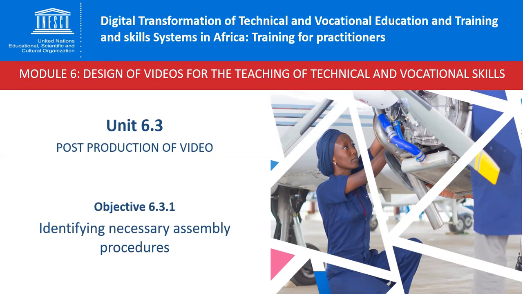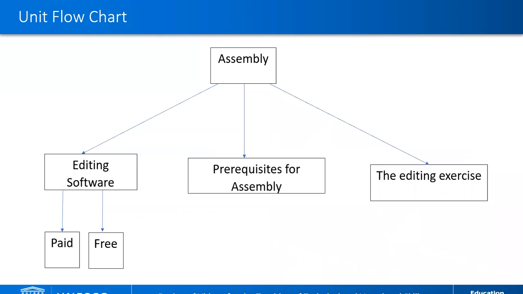Post-Production of Video. Objective 6.3.1, identifying necessary assembly procedures. Under the unit flow chart, we have the procedures for assembling.